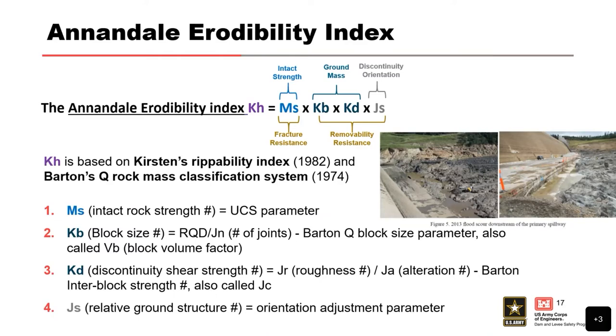And then finally, the final term is the relative ground structure number, or JS. So this represents the relative ability of the earth material to resist erosion due to the structure of the ground. So this is a function of the dip and the dip direction of the rock in relation to the flow. If you picture a rock that's dipping in this direction and the flow is moving this way, this is not a great orientation because the water is going to be able to push the block. However, if it's this way and the flow is moving this way, that's more favorable in terms of rock erosion and rock removal because it's less likely that the water is going to be able to influence that block. So that's really what the relative ground structure number is getting at.